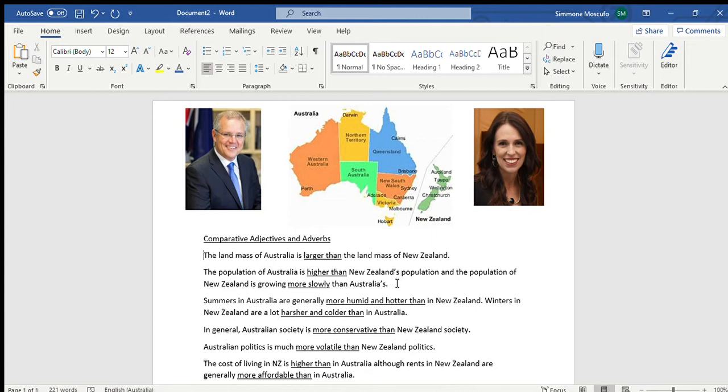In general, Australian society is more conservative than New Zealand society. This is true. Australia is more conservative than New Zealand, I would say. Australian politics is much more volatile than New Zealand politics. Australian politics is famous for being very aggressive. If you've seen the politicians in Parliament, it's actually sometimes like watching children fighting. It's really, really bad. So I would say Australian politics is much more volatile than New Zealand politics.